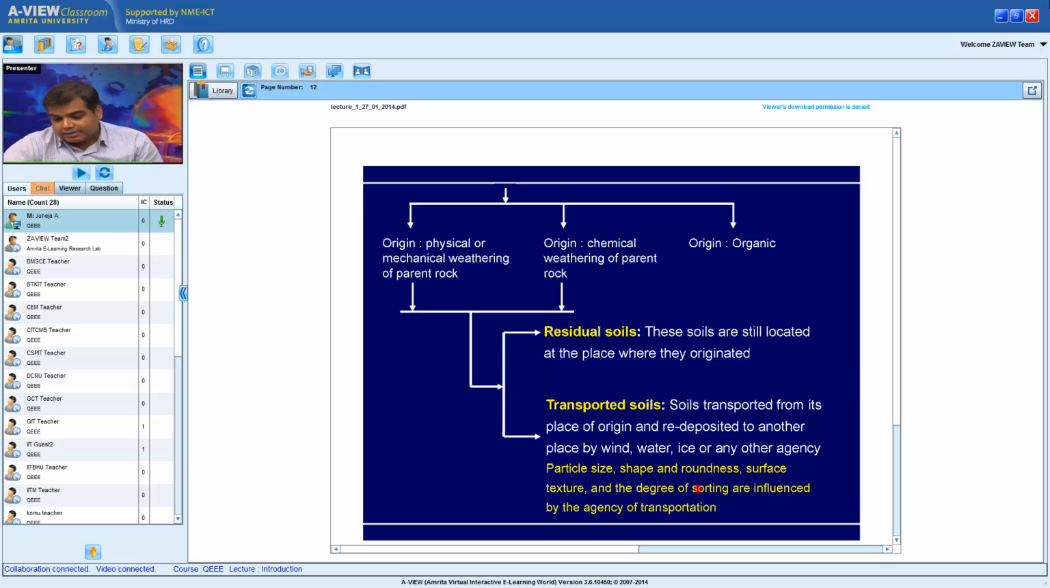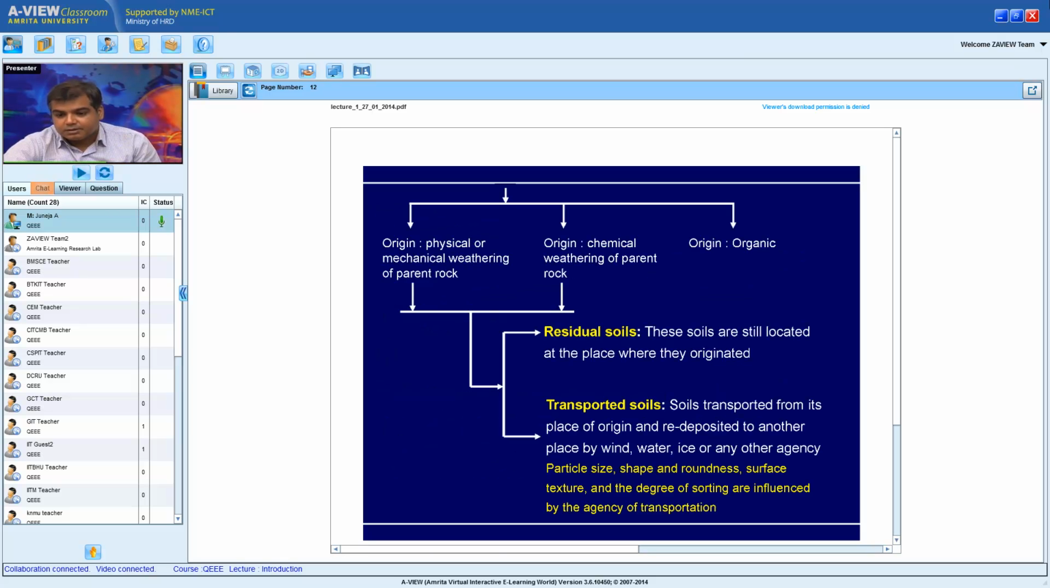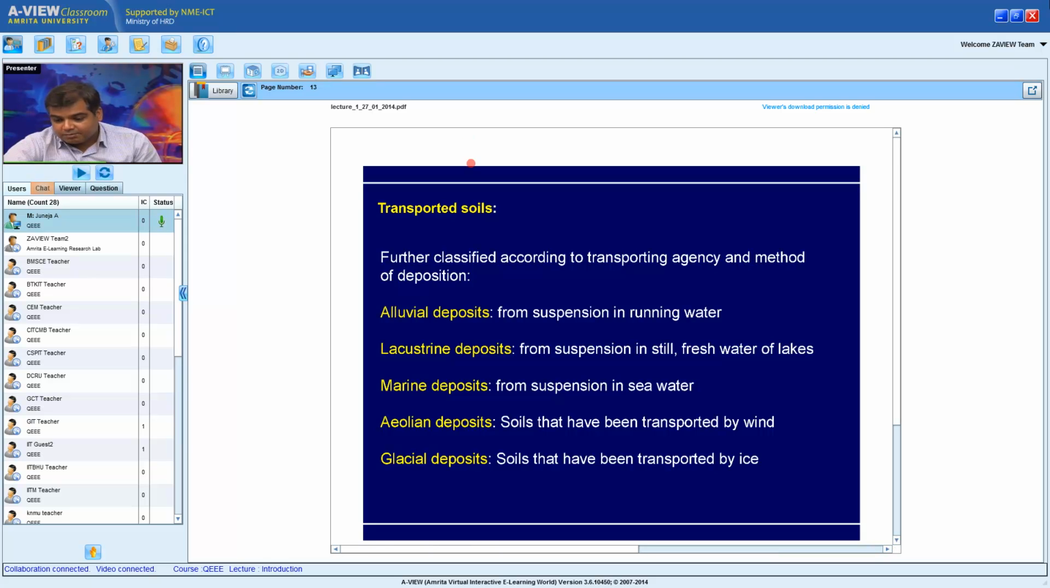This also affects the shape and roundness of the particles in the transported soils. Sorry, I think I double clicked. Yes, let me go to the next slide, please.